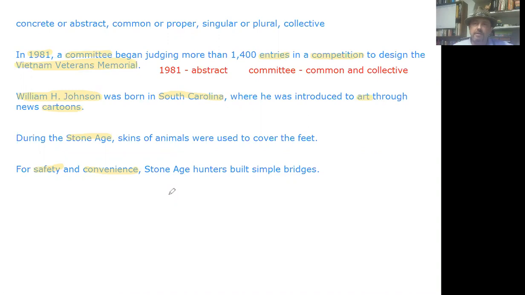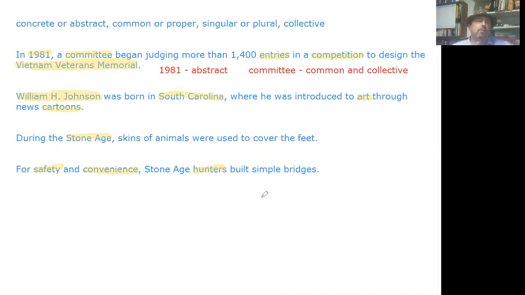abstract, right? You can't really see safety, right? You can see when something's safe, but you can't see safety itself. And then when we get down here, Stone Age isn't a noun anymore. It's being used as an adjective. So up here it's a noun, down here it's an adjective. Here the noun is hunters, and hunters are concrete, and it's plural, and it's common, and so on.